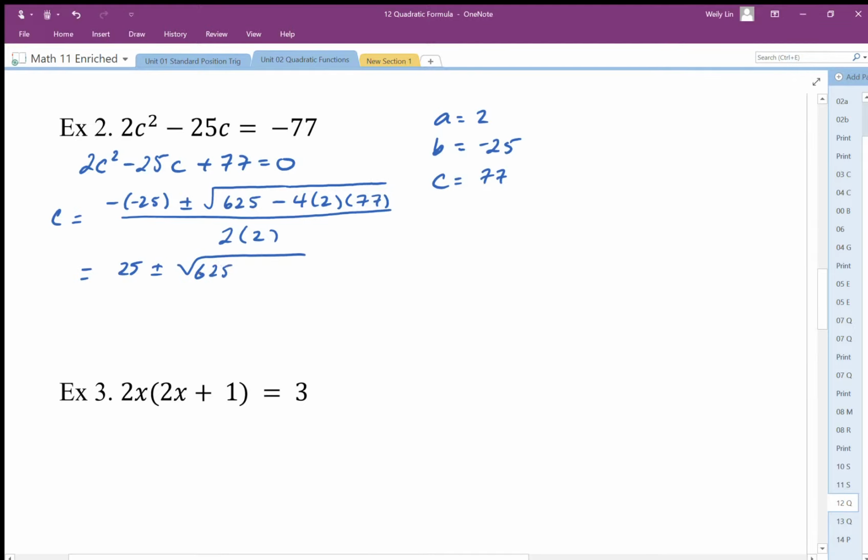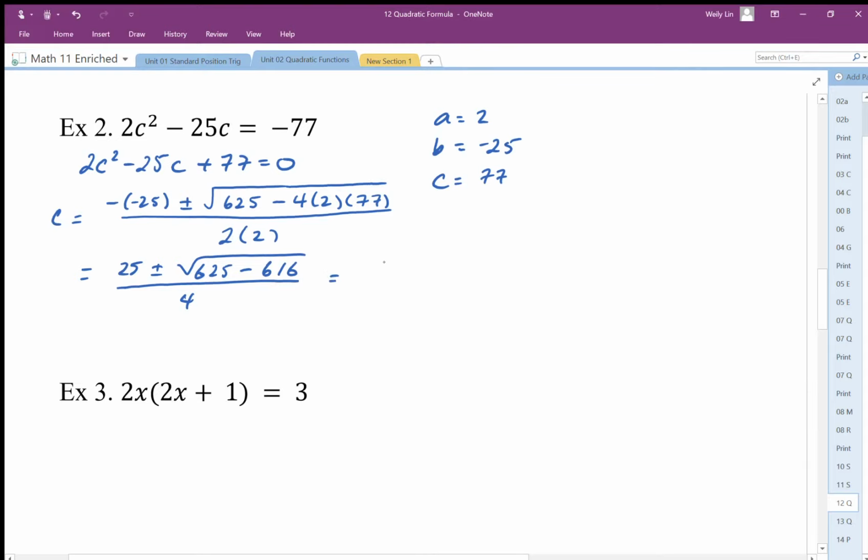625. Okay, so it's going to be 8 times 77, so 8 times 70 is 560, and 8 times 7 is 56, so minus 560, so 616, I think. So 56, 560, and then plus 56. Yeah, so 616, all over 4.